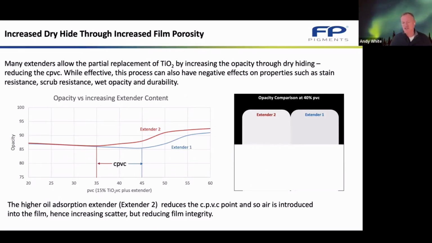You can increase opacity by just putting air into the film, taking polymer out or increasing the extender level. Okay, you'll get more air like that, but the consequence is you reduce the scrub resistance and you're going to increase the film porosity. Essentially, you've made a different paint.